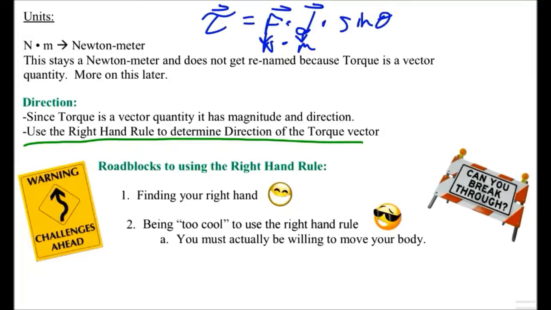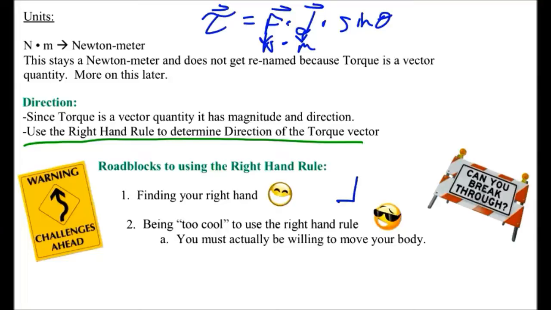Now there are a couple of things that students usually let get in their way when they're using the right-hand rule. First off, you've got to know which one is your right hand. That's the hand that doesn't form a correct L shape. It's a backwards L, like a right angle.